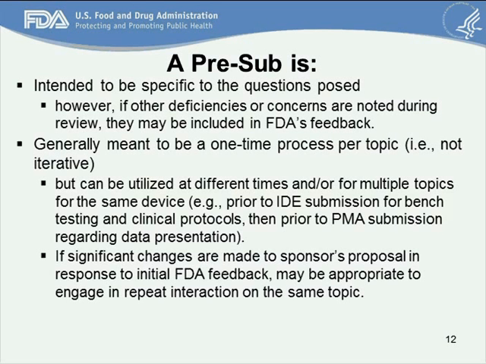A pre-sub is generally meant to be a one-time process per topic. It's not intended to be iterative, but it could be utilized multiple times for different topics on the same device. As Soma mentioned, you might have one discussion about bench testing and then one discussion about a clinical trial design, both for the same device. But it's not intended to have multiple conversations about the same type of testing. If significant changes are made to a proposal in response to our feedback, then it might be appropriate to bring a subject matter back up for additional discussion.